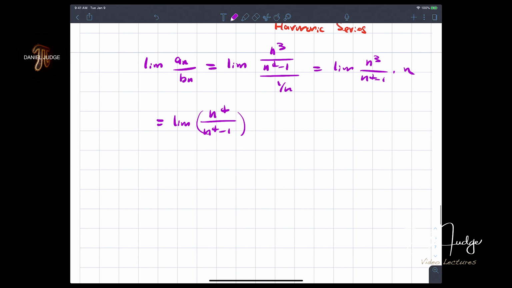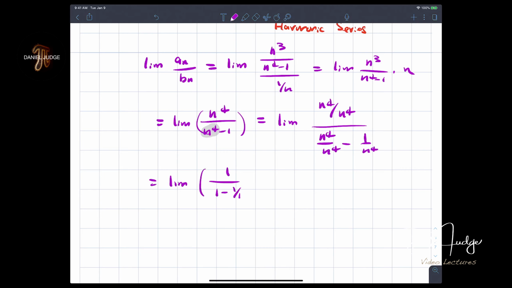And then, ladies and gentlemen, we're now in a Calculus 1 situation. You divide every term by the variable with the highest power in the denominator. So this is n to the 4th over n to the 4th, over n to the 4th over n to the 4th minus 1 over n to the 4th. And so this is my limit here of 1 over 1 minus 1 over n to the 4th. And ladies and gentlemen, you get 1 again.